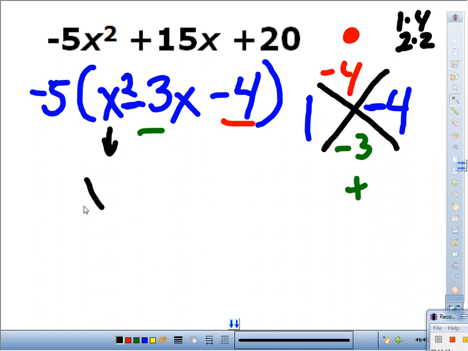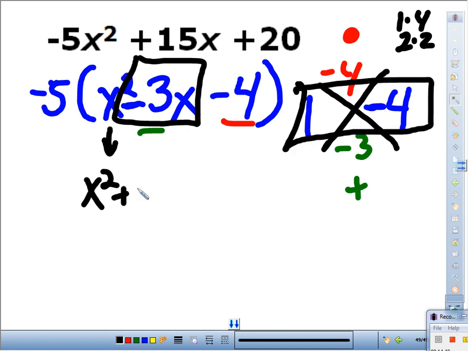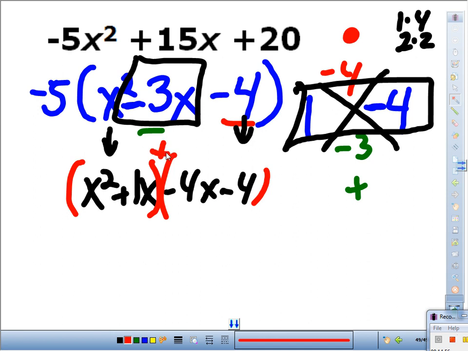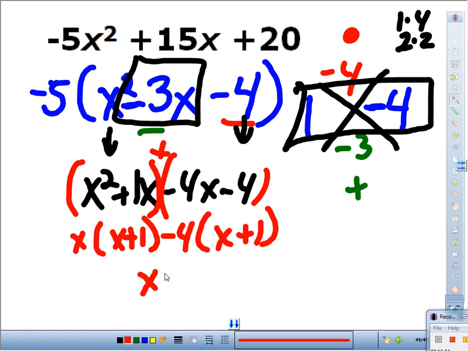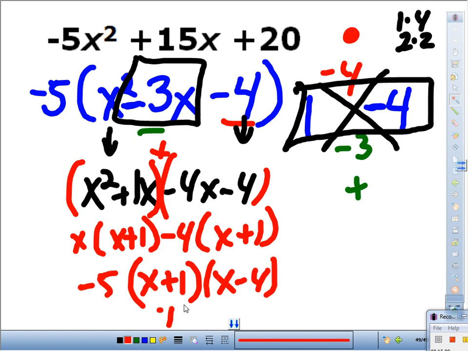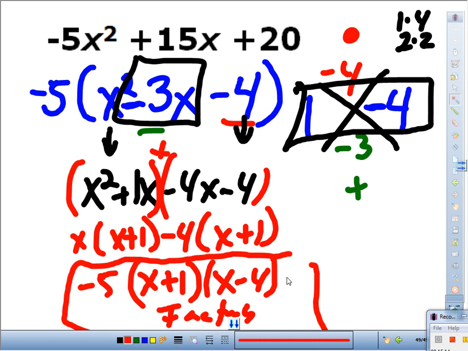We rewrite this. x squared, negative 3x becomes plus 1x minus 4x. Bring down the negative 4. Group. We get x plus 1. GCF here is negative 4, x plus 1. So x plus 1 times x minus 4, and negative 5. Those are my factors. If you got that, okay, good. Tell me how comfortable you are with these so far. Okay, last one of these easy ones.